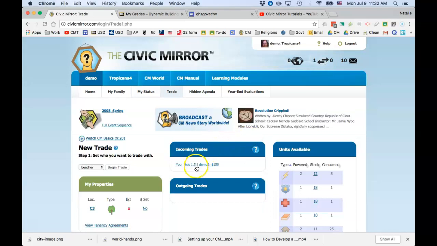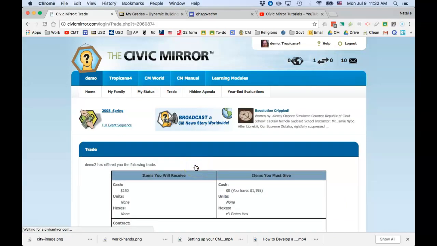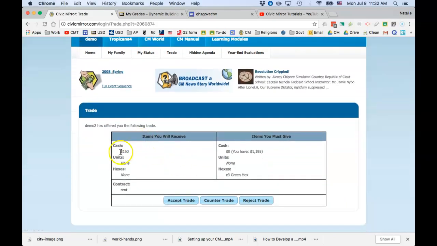Okay, here I have an incoming trade. I'm going to click on that. Someone sent me a trade, and it looks like my landlord asking for rent. Well, I need to pay my rent, $150, but you always want to check all of the boxes, because here, hidden over here, is they're saying they're giving me $150 cash, and if I give them that, they're going to get my green hex. I own a green hex, and they're trying to get it.